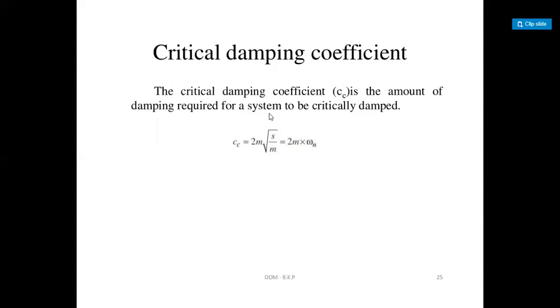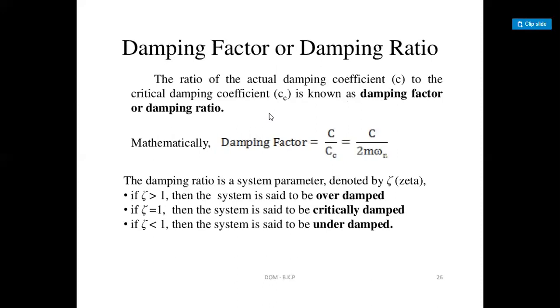The critical damping coefficient Cc is equal to 2 times the square root of s upon m, that is, 2m times omega n. Now, the damping factor, or damping ratio, is the ratio of the actual damping coefficient to the critical damping coefficient. It is denoted as C upon Cc, which is equal to C upon 2m omega n.